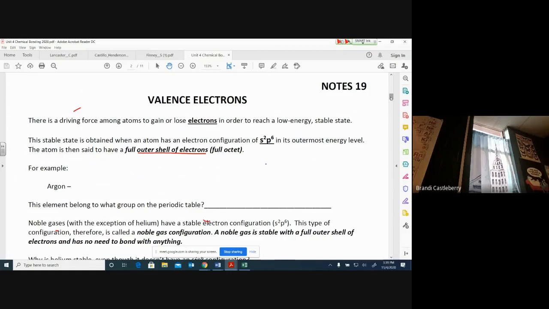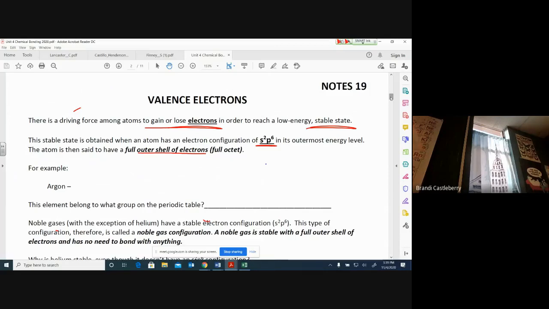So, their driving force among atoms is to gain and lose electrons. They do this to become stable. So we just went over, they're trying to get to that number like noble gases, they're trying to be stable. The stable state is when something has an s2p6. I'm not going to talk about that a lot, that was last unit, but it does relate to this unit, so I'm going to bring it in.